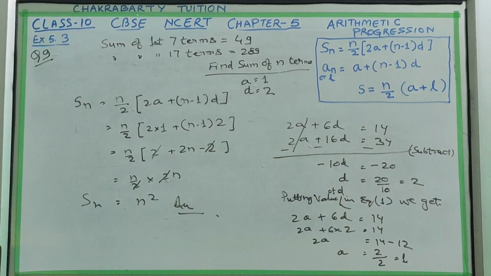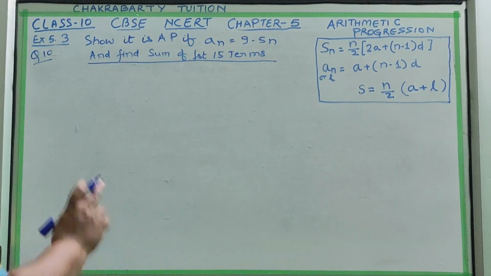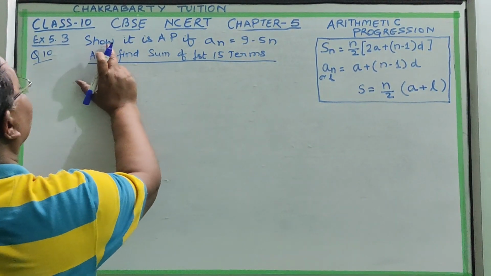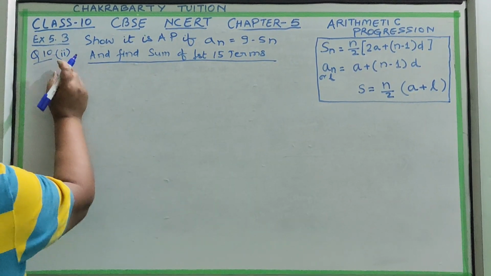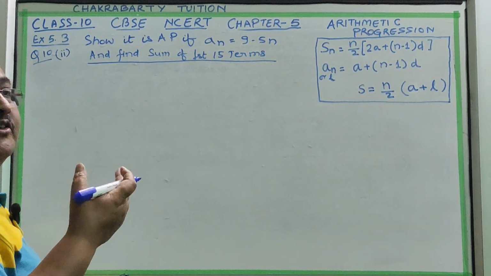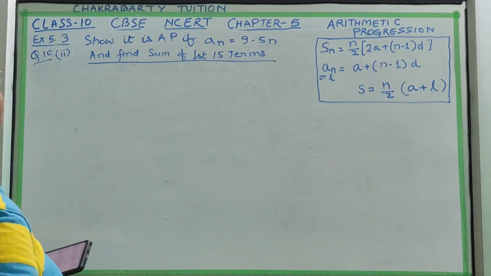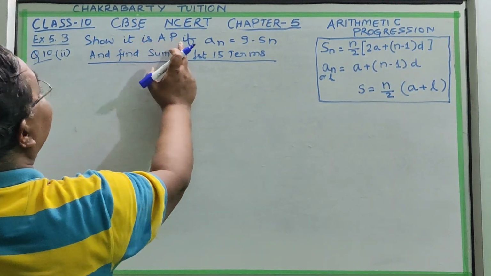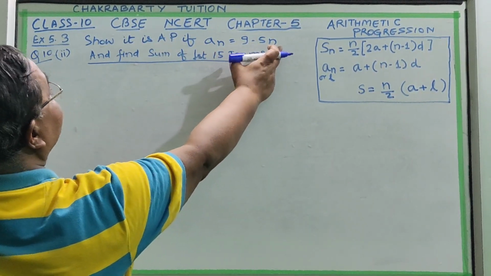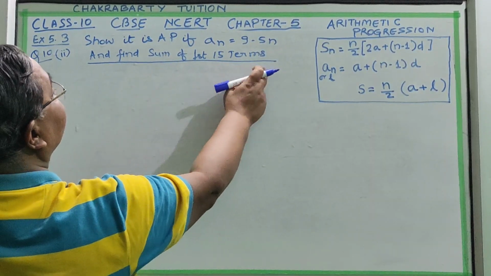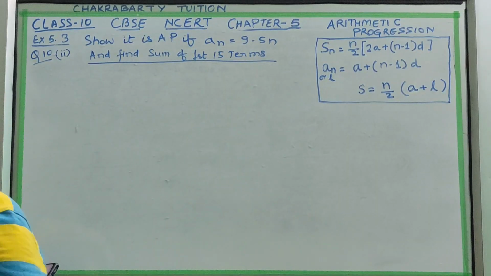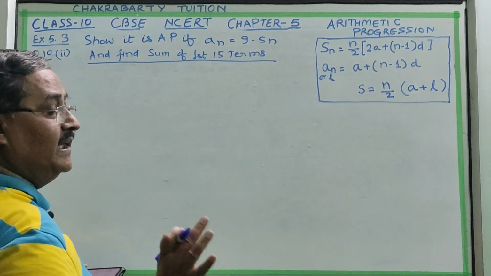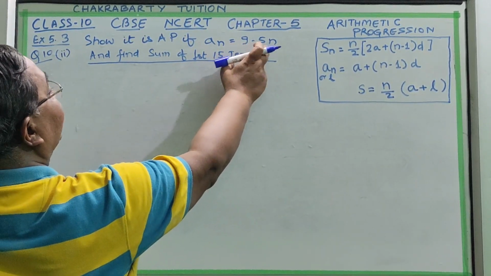Now question number 9 is over. Now we will go to question number 10. Here you have to prove; two questions are there, 1 and 2. We are solving the second part. Both are the same question. One question we are solving, the other you can also solve. Show that it is an AP if an is this one, and find the sum of the first 15 terms. First we have to show it is an AP. To prove anything is an AP, the common difference should be equal. So first we have to find the common difference.